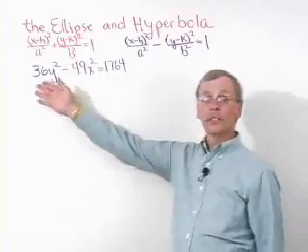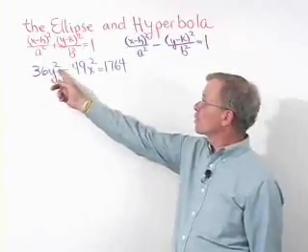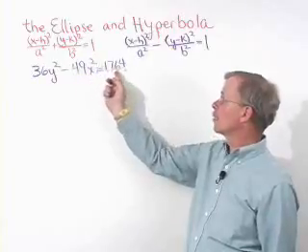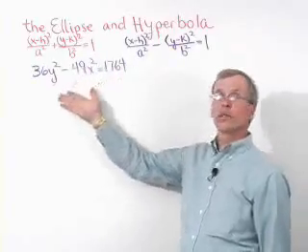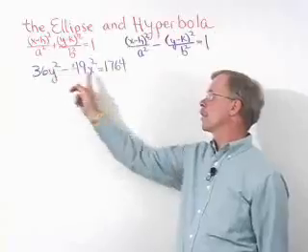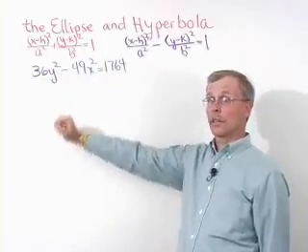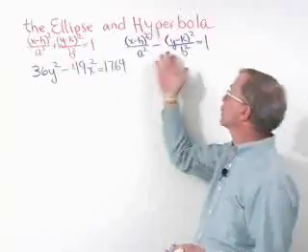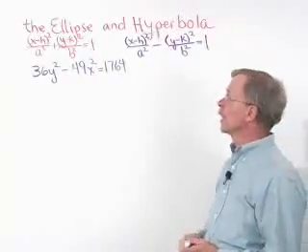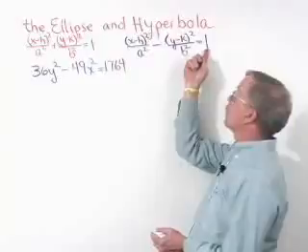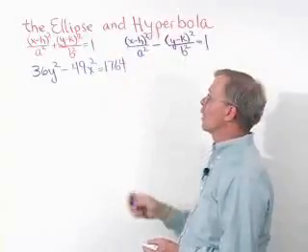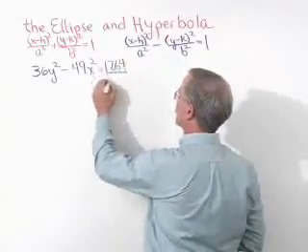Here we have the general form, 36y squared minus 49x squared equals 1764. We know it's a hyperbola because it's y squared and x squared, and it's subtracted. That's all it takes. But we want to put it back into this form if we can. So what we'll do is we know it's supposed to be equal to 1, so we'll divide by 1764.